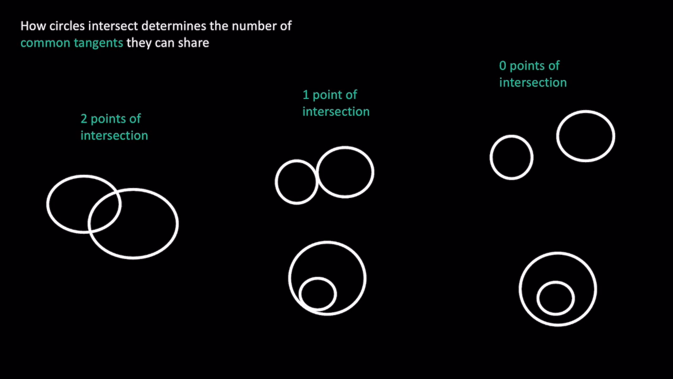Speaking of tangents, circles can have common tangents, which means a line that is tangent to more than one circle.